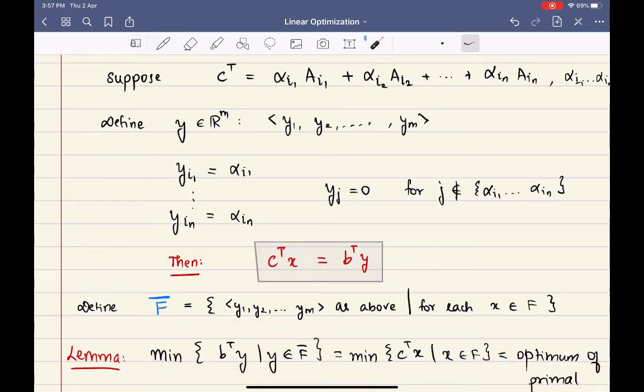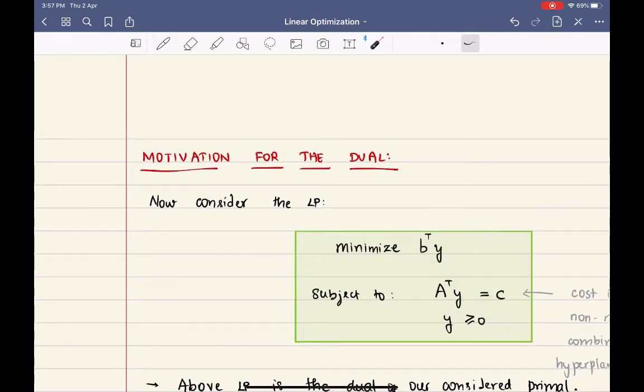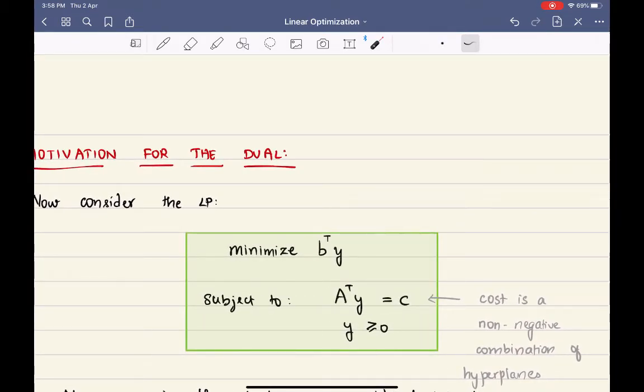Somehow we will now try to show that the optimum of the dual is actually the minimum of this. Now this motivates the definition of the dual. So what is essentially the dual here? We want to write the cost as a non-negative combination of the hyperplanes defining Ax less than or equal to b. Let me just write. So we had Ax less than or equal to b, a1.